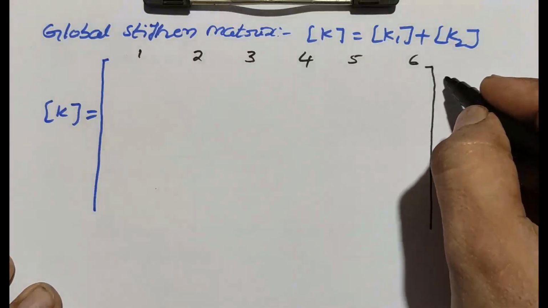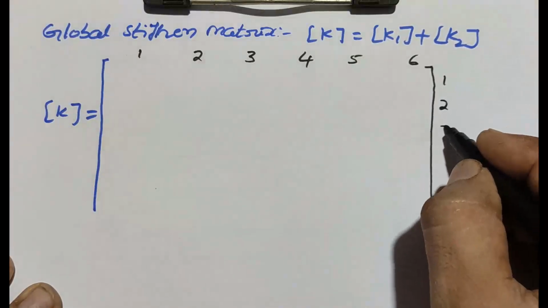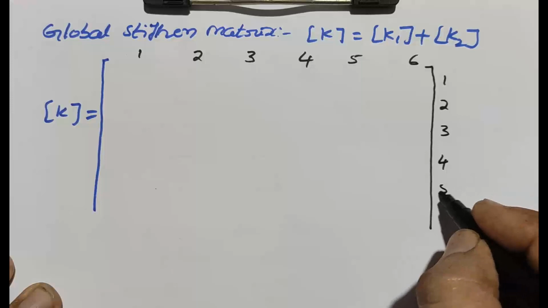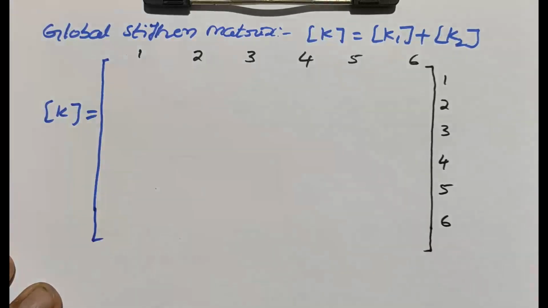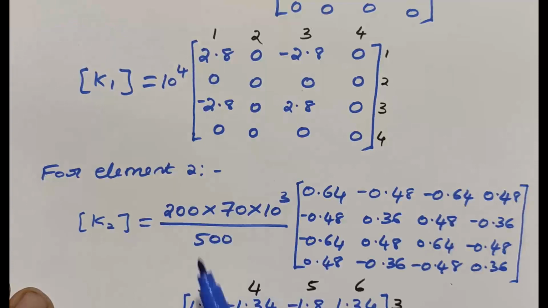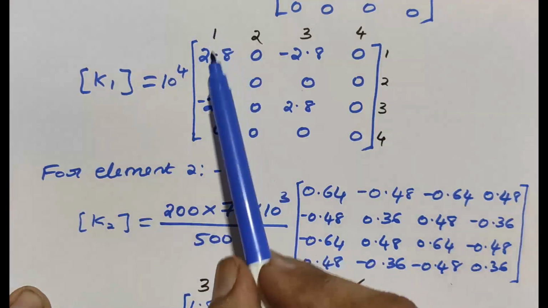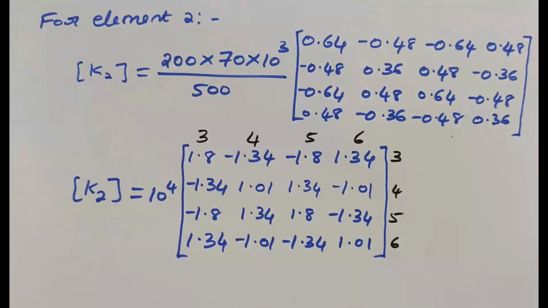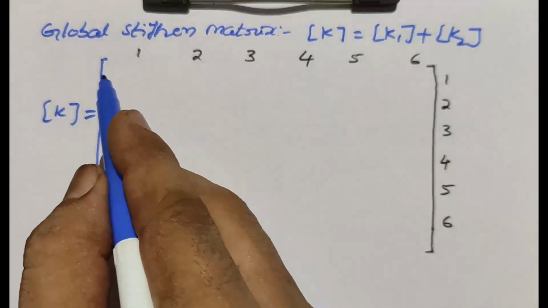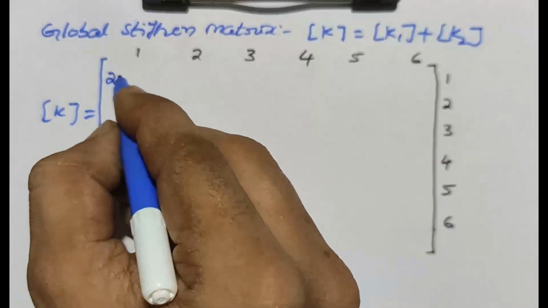Similarly here 1, 2, 3, 4, 5, 6. See, we need the element corresponding to 1 and 1. For that we have to see the elemental stiffness matrix. In the elemental stiffness matrix of first element, the element corresponding to 1 and 1 is 2.8. But in K2 we don't have any element corresponding to 1 and 1. Therefore here the element corresponding to 1 and 1 is 2.8.